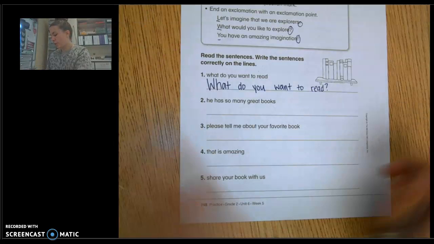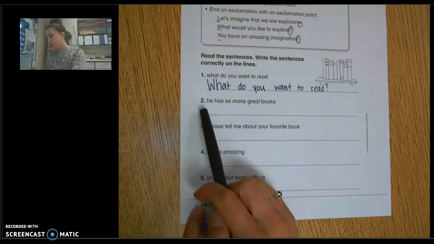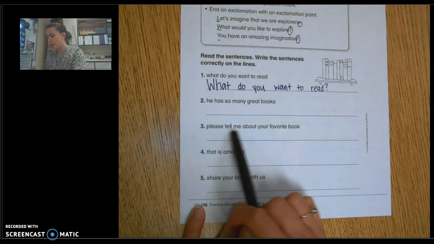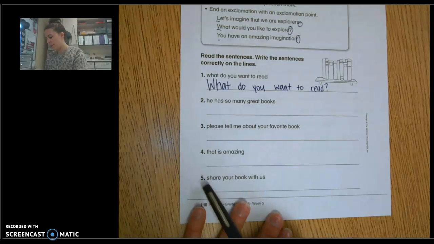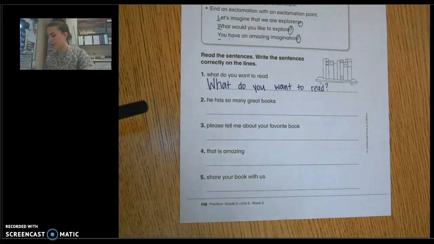So I'm going to read the next 4, and I want you to make sure you capitalize the beginning of your sentence and add the correct ending punctuation. Make sure you do your best handwriting so that I can read what you've written. Number 2 says, he has so many great books. Number 3, please tell me about your favorite book. Number 4, that is amazing. Number 5, share your book with us. So again, you're copying the sentence as it is, except you are capitalizing the beginning and putting punctuation at the end. When you're done, make sure your name is on the top and turn it in.